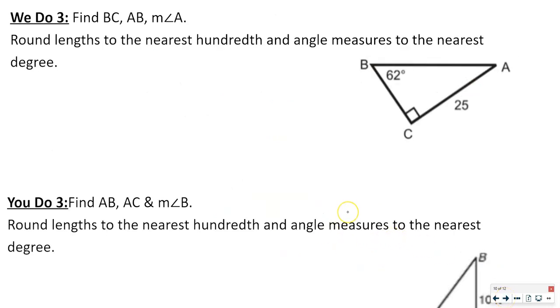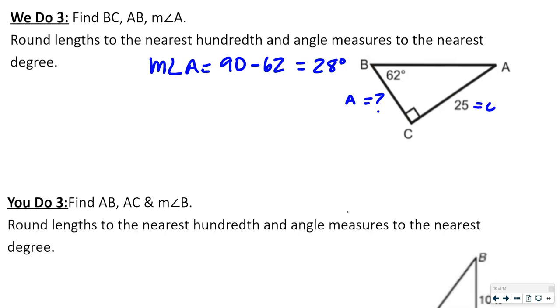Okay, for this next one, pause the video here and see if you can do it. The measure of angle A is equal to 90 minus 62, which is 28 degrees. So we got that angle done. Then we're trying to find BC and AB. If we're looking for BC, how does it relate to the 62 degrees? It is adjacent, and this is opposite. What ratio is that? Look on your formula sheet: tangent.